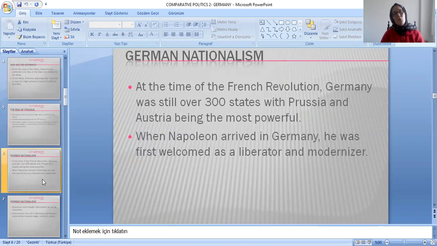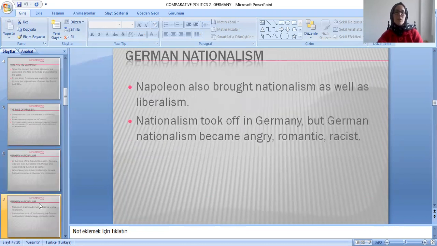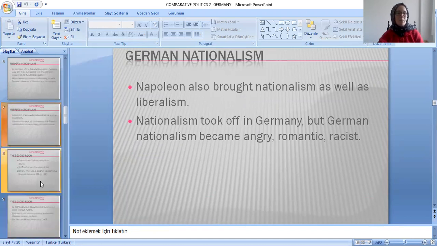German nationalism is another important issue to be addressed while covering Germany. At the time of the French Revolution, Germany was still over 300 states, with Prussia and Austria being the most powerful. When Napoleon arrived in Germany, he was first welcomed as a liberator and modernizer. Napoleon also brought nationalism as well as liberalism. Nationalism took off in Germany, but German nationalism became angry, romantic, and racist. These are the features of German nationalism.